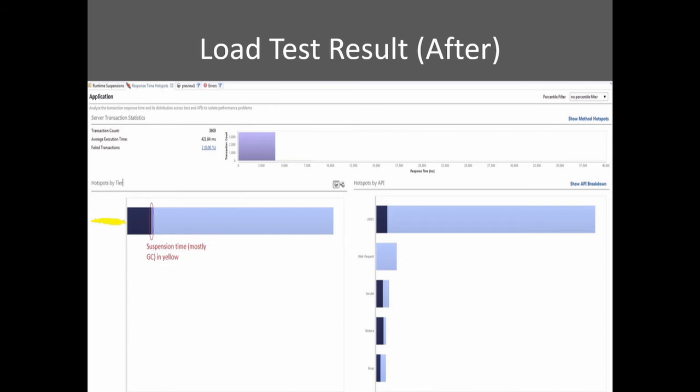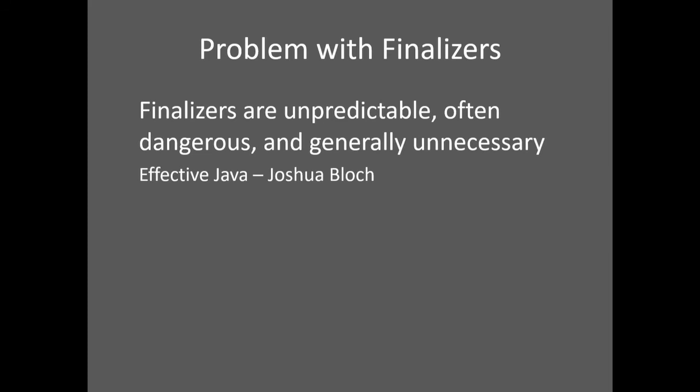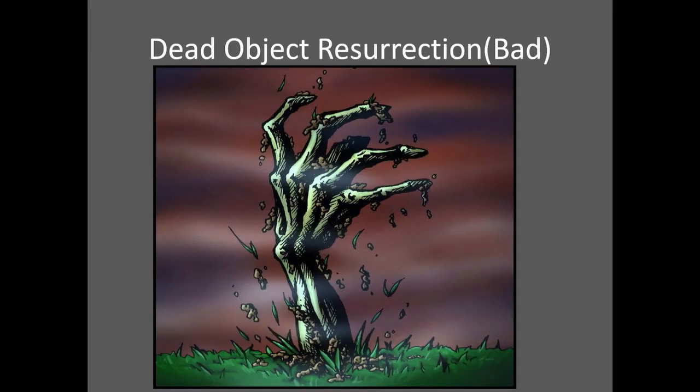So let's talk about the problems. And Joshua Bloch, in his book Effective Java, actually kind of condensed the problem in this simple sentence. Finalizers are unpredictable, often dangerous, and generally unnecessary. So dead object resurrection is kind of the root of all evil with the finalizer. Because of this, JVM has to handle finalizable objects differently. And it is the fact that the finalize method can accidentally or intentionally resurrect an object from dead.